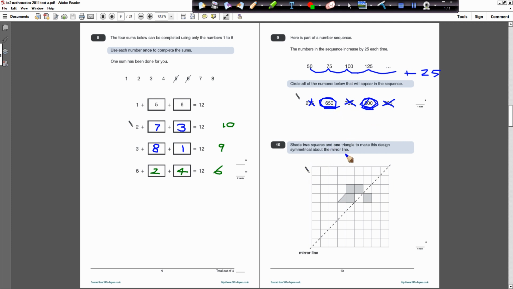Okay, question number 10. Shade 2 squares and 1 triangle to make the design symmetrical about the midline. I want you all to have a go at it first yourself. I'm not going to give you the answer. So you've got to put 2 squares on this side and a triangle on this side. So when you flip this shape from here to here, it looks the same. It's a mirror image. Okay?